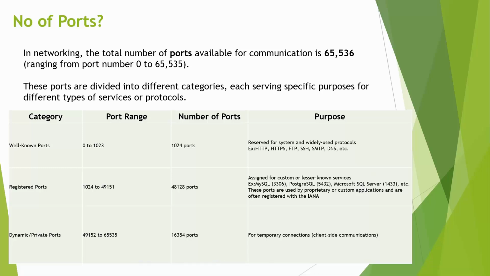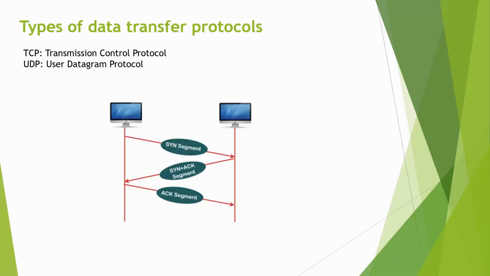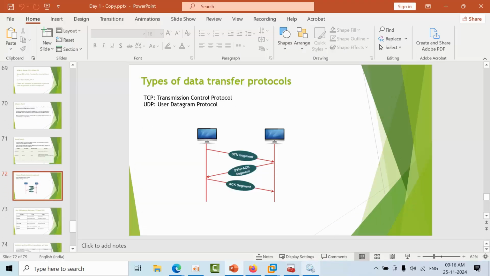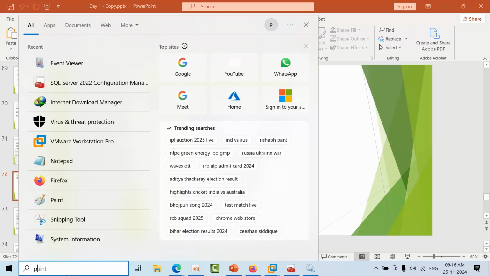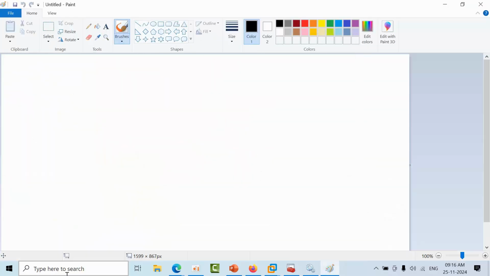They start from 0 to 65536. In that, sir, generally we have two types of data transfer protocols: TCP and UDP. TCP stands for Transmission Control Protocol. UDP stands for User Datagram Protocol. Sir, what is TCP and UDP? It means the way of transport, the transport mode.